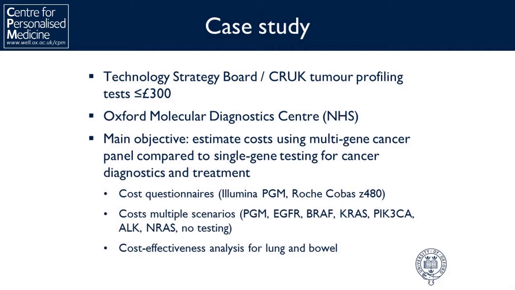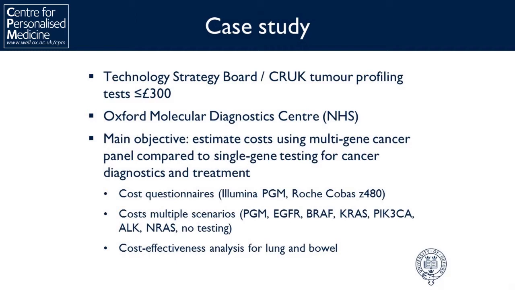So I won't be discussing the study in itself, but I'm just picking out a few examples. This study was done in collaboration with the Oxford Molecular Diagnostic Centre, so it was within an NHS setting. The main objective for the health economics component was to estimate costs using a multi-gene cancer panel. This was the Ion Torrent Personal Genome Machine of Life Technologies versus single gene testing for cancer diagnosis and treatment. And this single gene platform was the Cobas z480 by Roche.